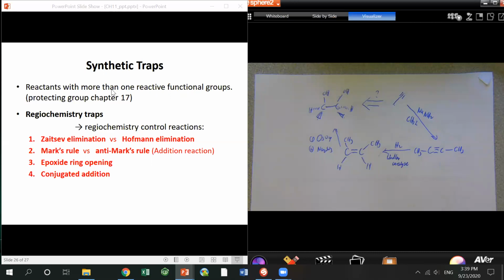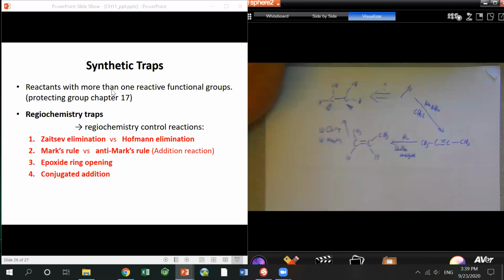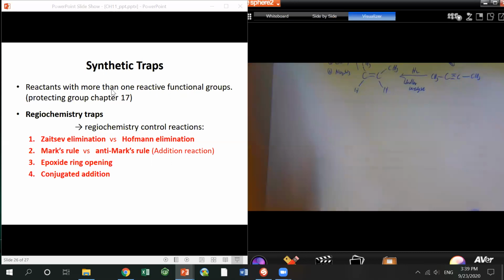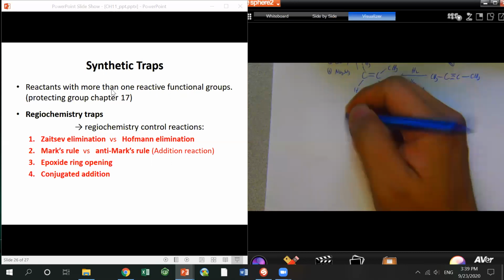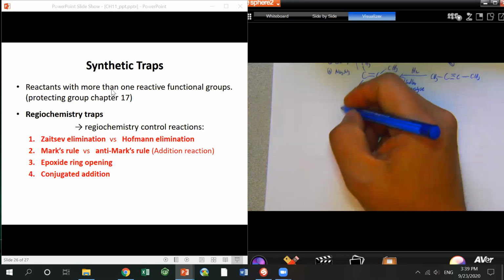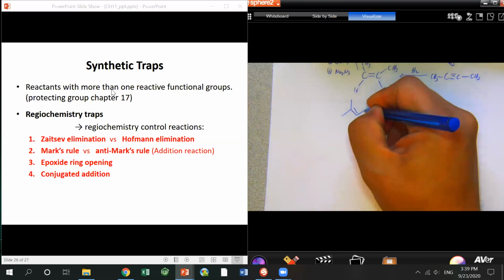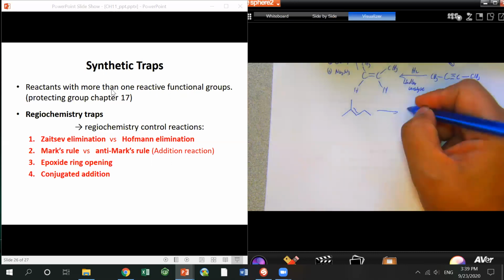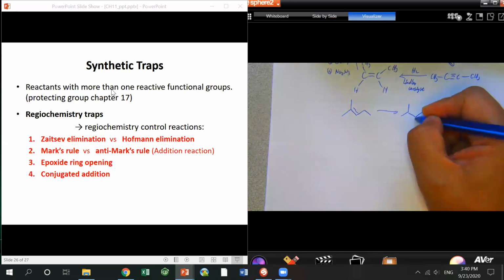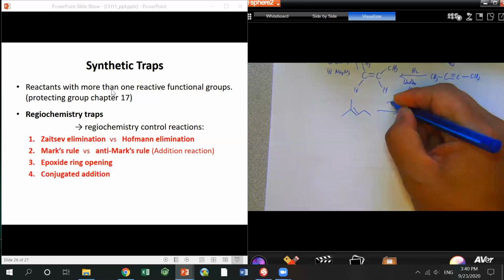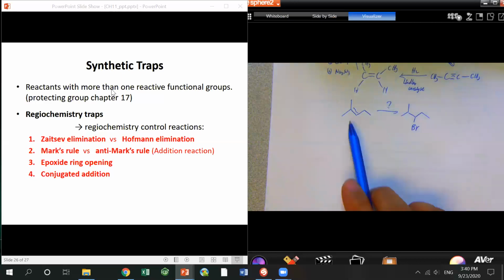So what does that mean? Let me give you one example so you understand what the redox chemistry trap is. For example, this is probably from last year's quiz or exam, and it asks you to design a synthesis: convert this alkene to this bromide.